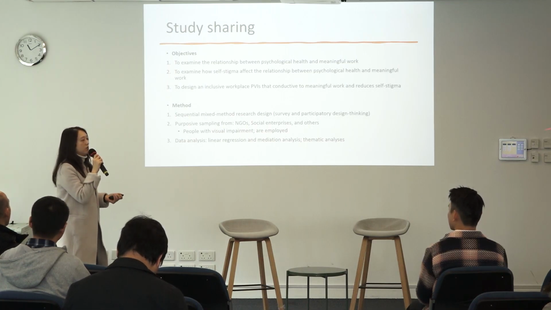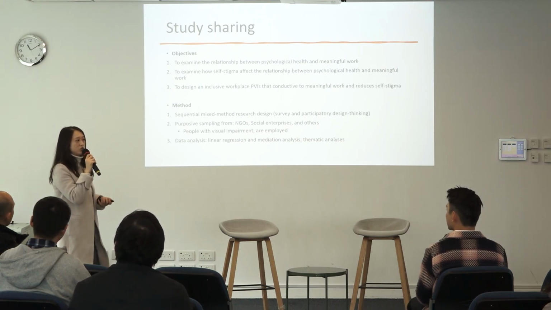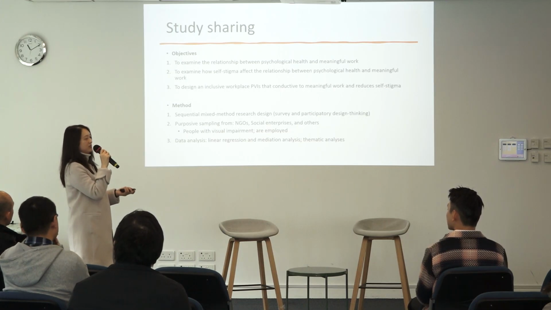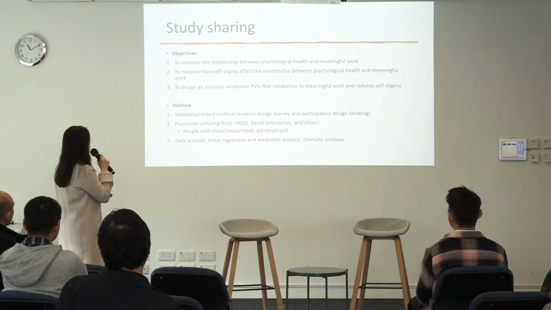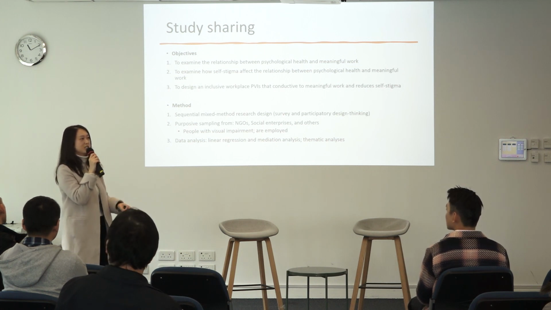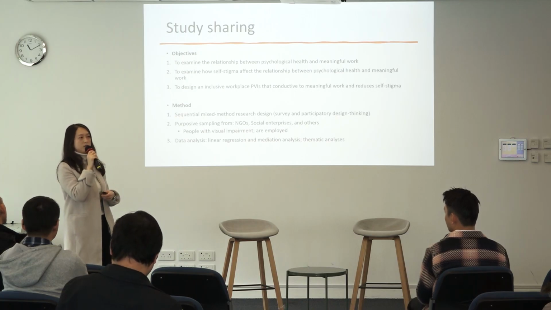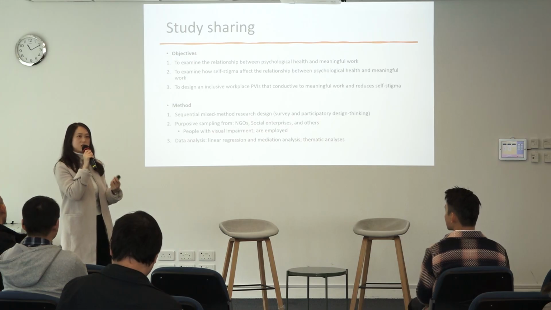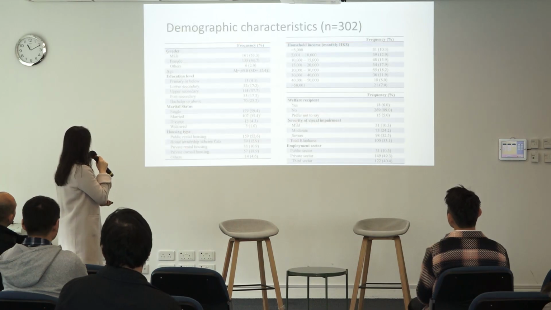So I adopted a more participatory and co-creation way through design thinking workshops to focus on the solutions and not just continually focus on the problem. So this was what I did. It was a sequential mixed methods research design, and we worked with NGOs and social enterprises for recruitment. I focused on people with visual impairment this time because I recognize that there is a lot of disability-specific stigma. Sometimes the visibility of the disability has an effect on how people interact with you. So that's how it came about.